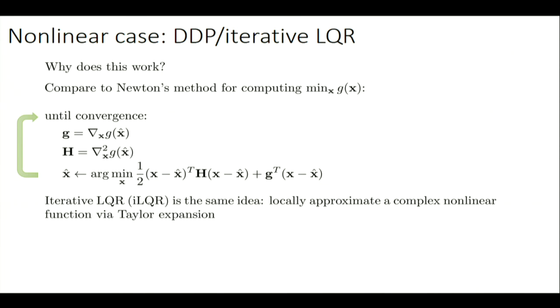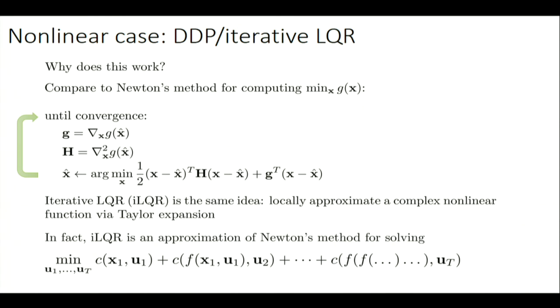Iterative LQR is basically the same idea. You locally approximate a complex nonlinear function with its Taylor expansion. Iterative LQR is not exactly Newton's method. But it's an approximation to Newton's method, and you can make it exactly Newton's method with a little change, which is that you need to compute second derivatives of your dynamics.